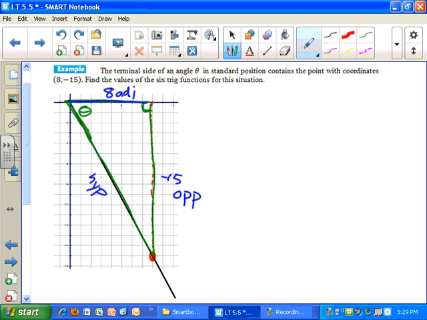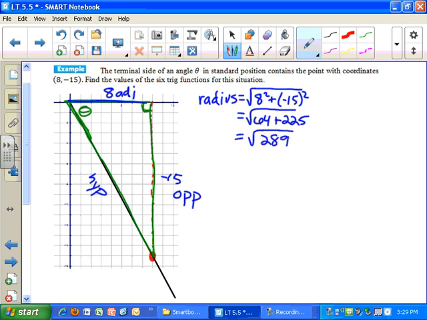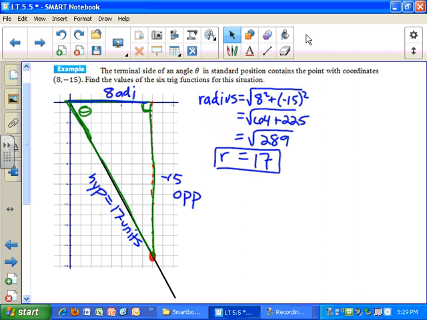Now I need to find the 6 trig functions. So first we have to find out what is the length of the radius, or the length of the hypotenuse. It is going to be the square root of 8 squared plus negative 15 squared. So we're just doing the solving. Get the square root of 289, which happens to be exactly 17. So that is the radius, or the hypotenuse, which is 17 units, which makes finding those 6 trig functions simple.